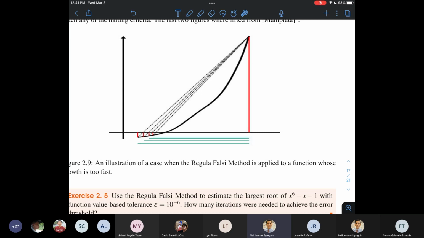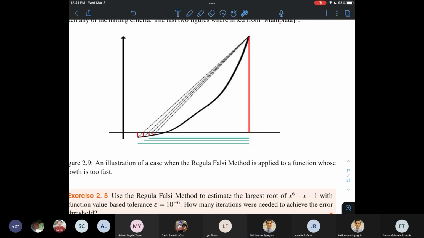Ang kagandahan sa bisection method, guaranteed yung mabagal na convergence. Okay? So kahit ano pang function yung i-feed mo sa bisection method, pare-parehas yung bilis ng convergence. Sa Regula Falsi, may mga cases na mas mabilis siya sa bisection method. Pero may mga beses din na mas mabagal siya sa bisection method. So the analysis for the Regula Falsi method should be done case to case. So depende dun sa function mong kino-consider.